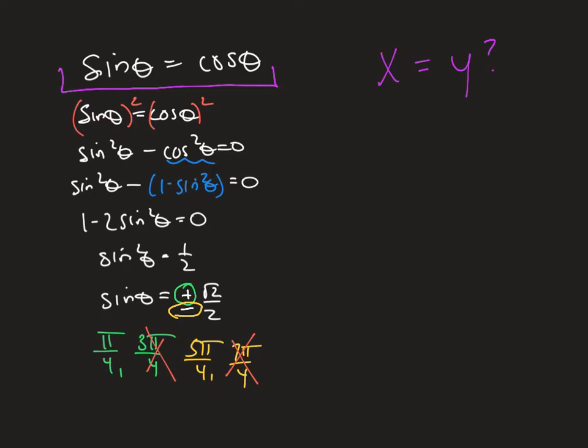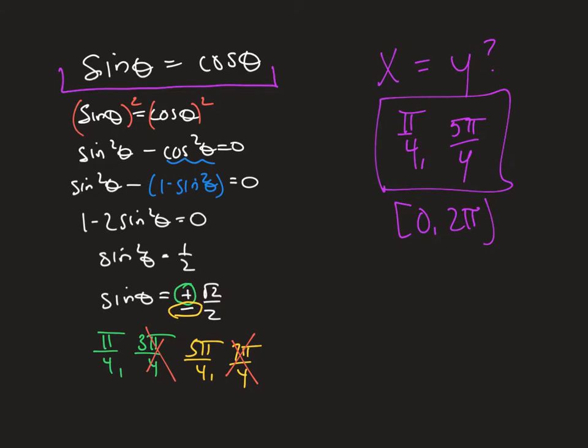And actually the only place that that happens is at pi over 4, where they are both radical 2 over 2, and at 5 pi over 4, where they are both negative radical 2 over 2. So if we are solving that from 0 to 2 pi, which we are, that is legit it. However, I did go through and kind of show you where the algebra comes from.